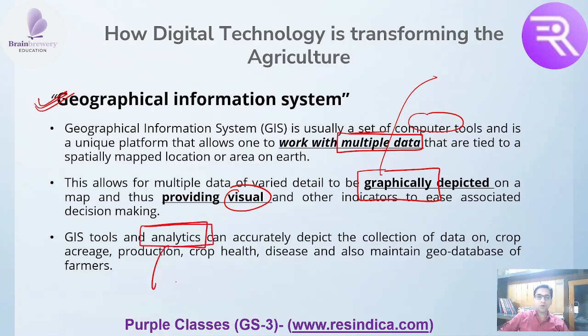Okay, you can feed it onto the data feeder. You will be able to exactly find out with the geographical information system what the data is: crop acreage, production, crop health, disease. This is going to maintain a geo database for you. You will be able to have a full India database, like in North India this type of crop is there, last time this problem happened and this type of crop got destroyed like this. Okay, so you will have proper data, and then we will be taking informed decision making.